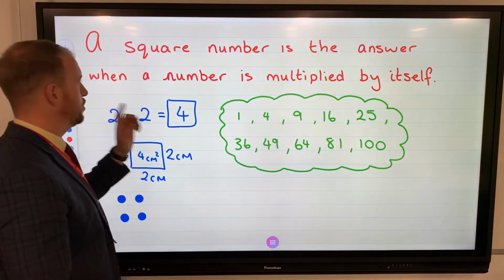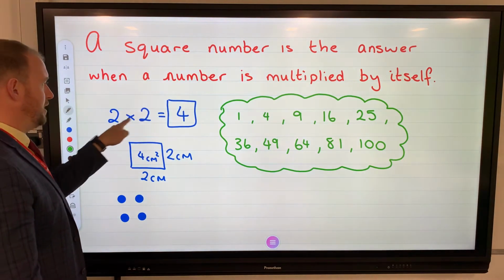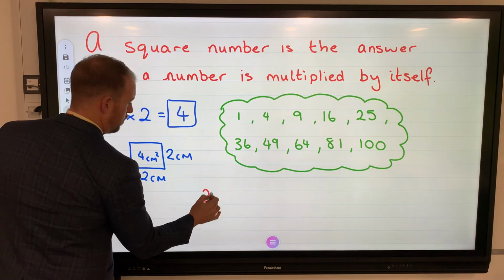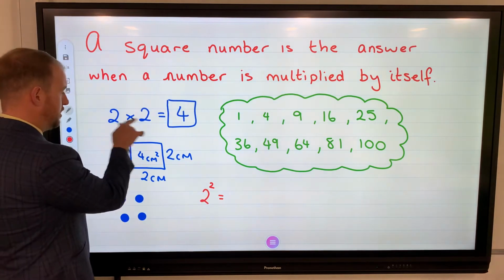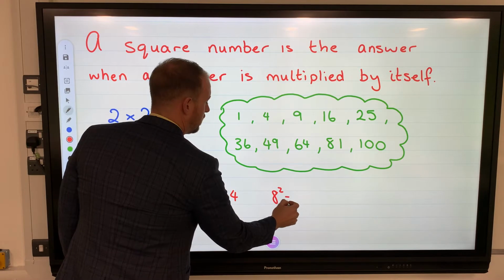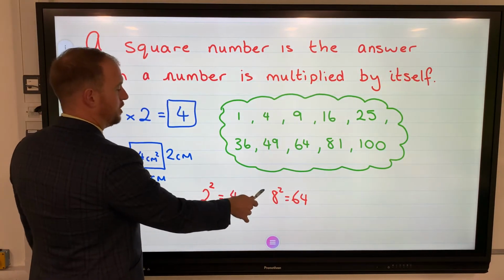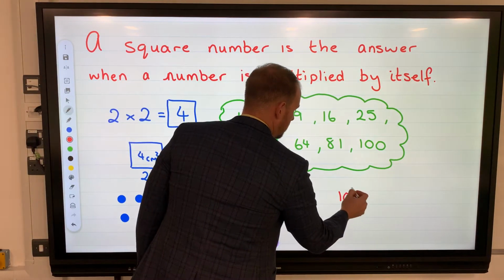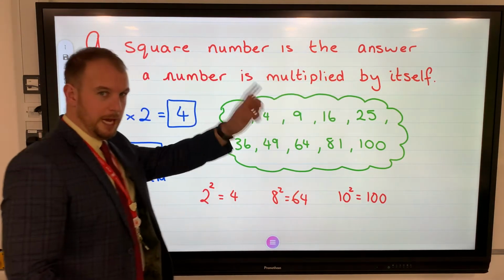But this word square, or squared, we could write in a different way. So instead of writing 2 times 2, we could put 2 squared. 2 squared means this here, and the answer is 4. So if I said 8 squared, 8 times 8 is 64. So this is just a shortcut version of writing it out as a big question. 10 squared is 100. We know that squared means times by itself.